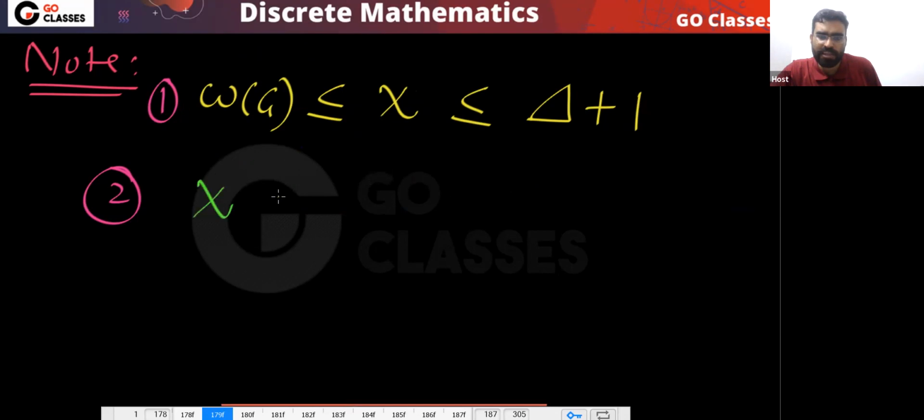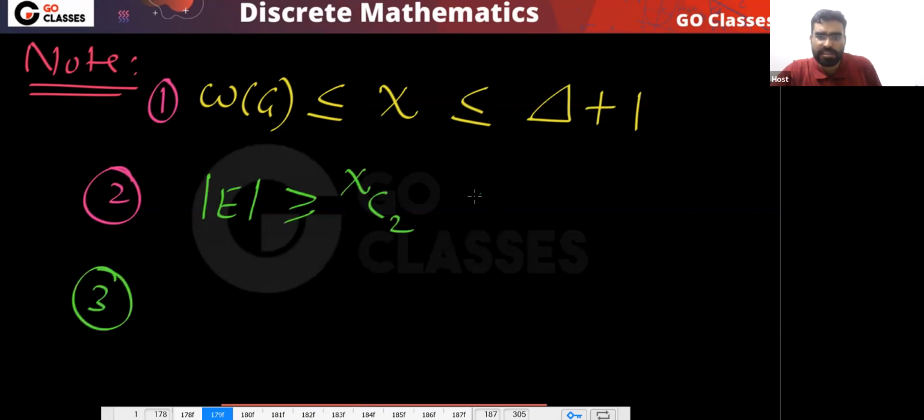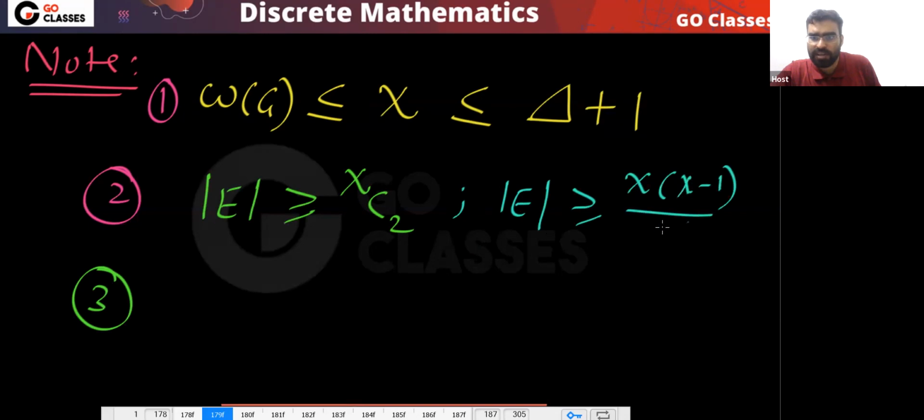And the next thing we have seen is, what was the next thing? Yes, the minimum number of edges will be greater than or equal to chromatic number C 2. The same thing I can write like this: the minimum number of edges will be chromatic number into chromatic number minus 1 divided by 2. And another thing is alpha, this is greater than or equal to n divided by chromatic number.